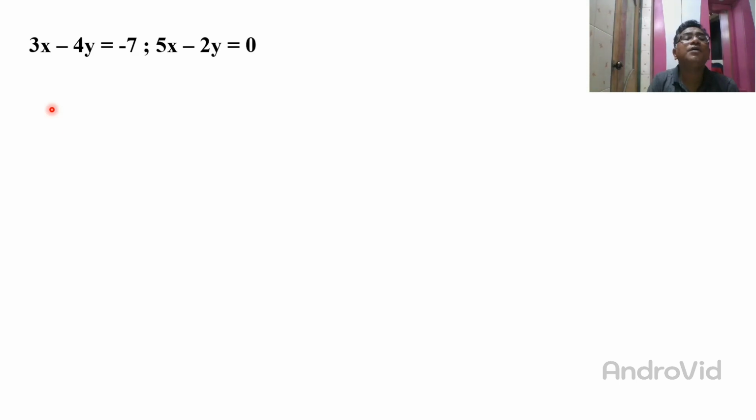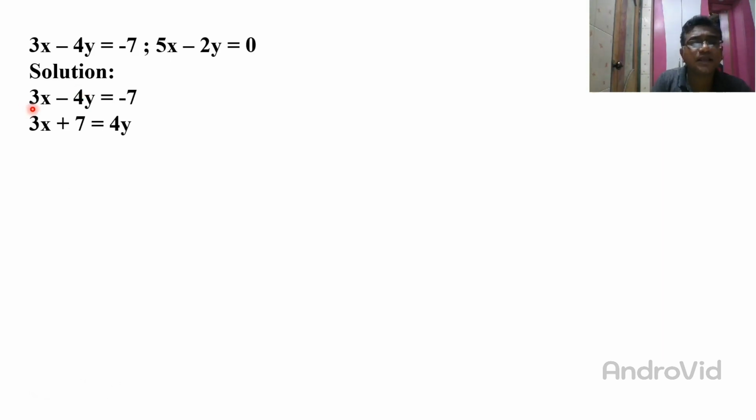So here is another equation: 3x minus 4y is equal to -7 and 5x minus 2y is equal to 0. So these equations are bigger, so I want to simplify. So how can I simplify? Just see the equation. Here is 3x minus 4y is equal to -7. So this -7 goes across, it becomes +7, because it is very simple logic that -7 goes across, it becomes +7. So 3x plus 7.